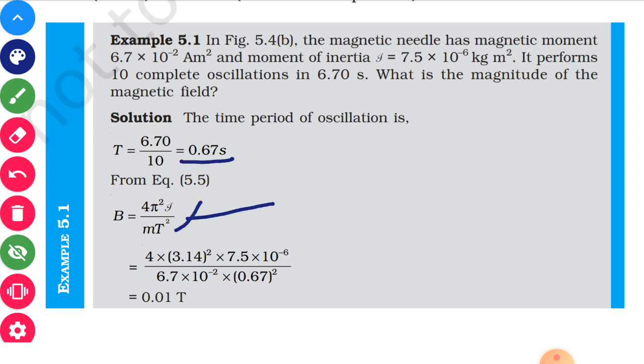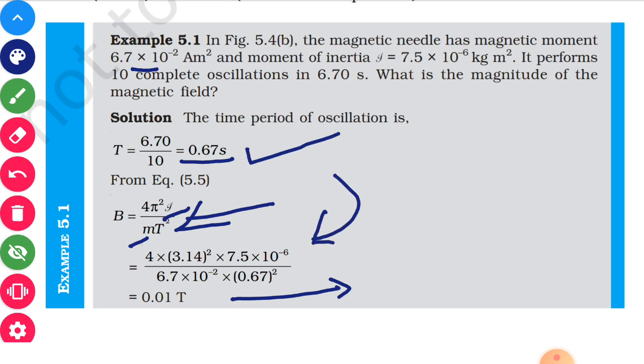And from this formula of magnetic field, you can easily calculate the value of the magnetic field. Moment of inertia is given, magnetic dipole moment is 6.7 × 10^-2 ampere meter square, and the periodic time which we have calculated, substitute and get the answer.